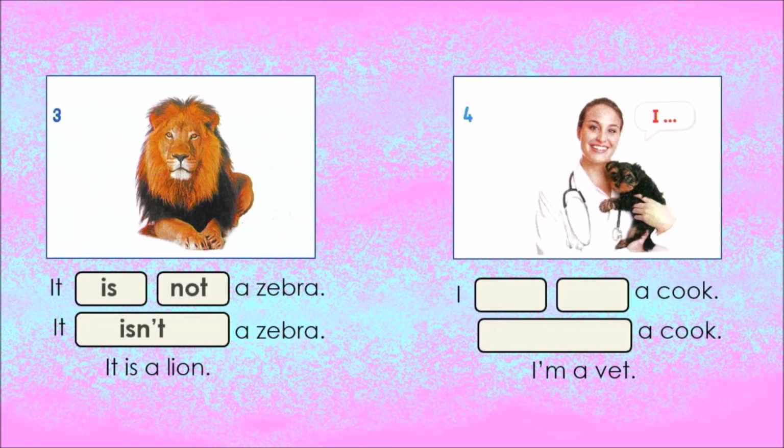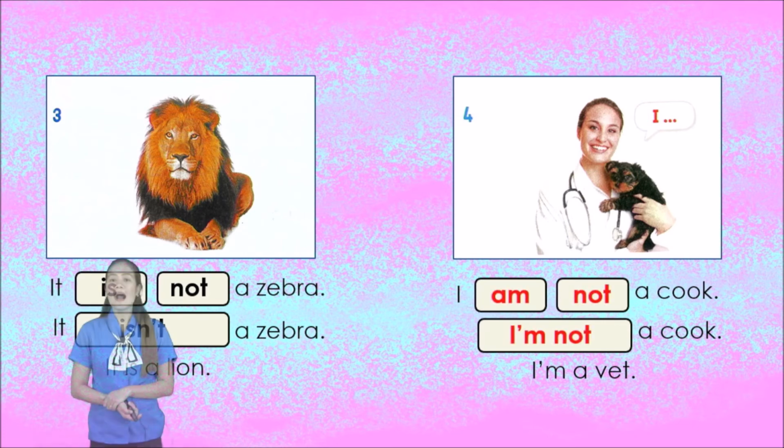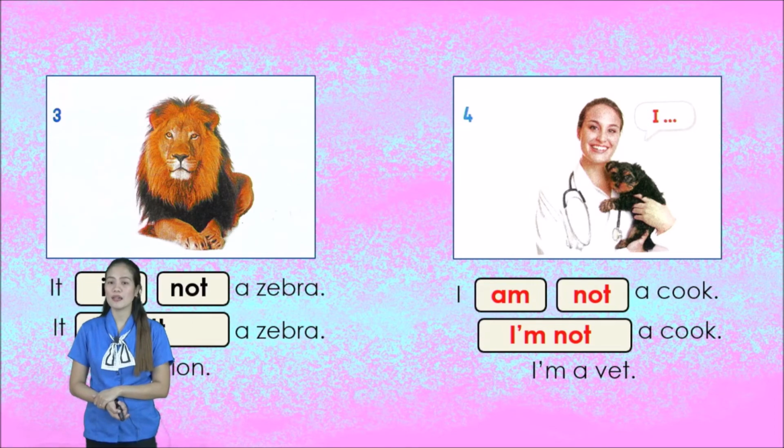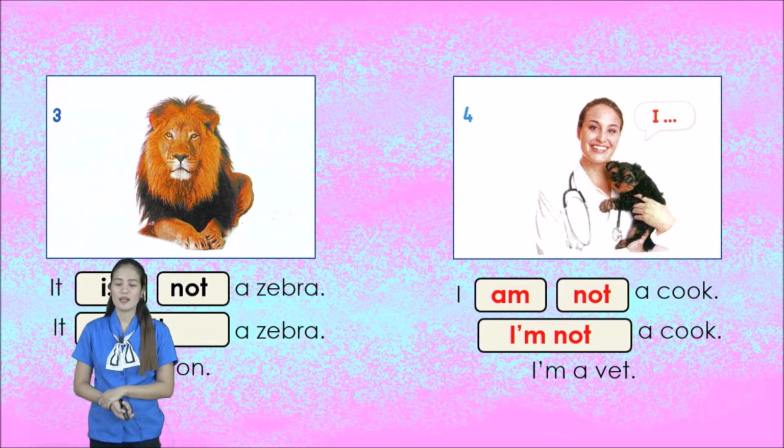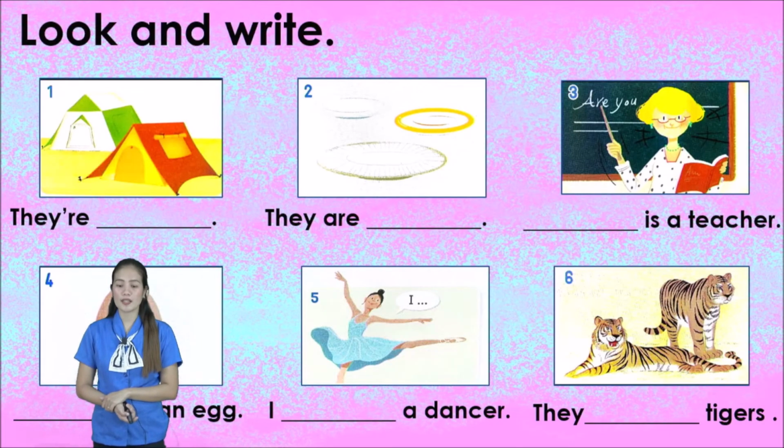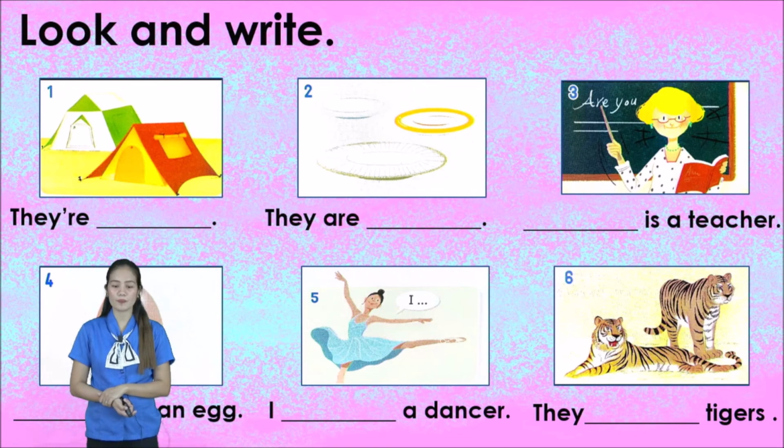Number three, it is not a zebra. It isn't a zebra. It is a lion. Number four, I am not a cook. I'm not a cook. I'm a vet. Okay, are you done, kids? Let's proceed to the look and write, page 19.